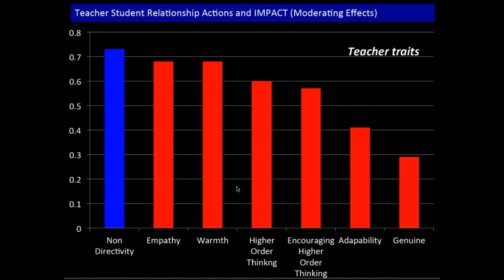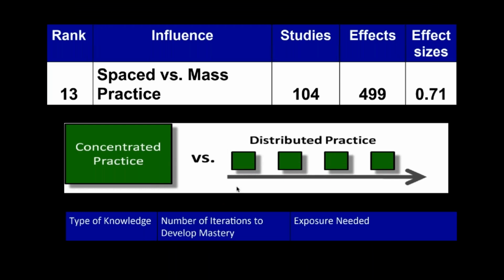Non-directivity, as we'll get into even more, is when we make sure that we don't make the students learn our way, that we allow them multiple paths to learn. So teacher-student relationships is more than just the warmth and the kindness. Certainly that's there, but you can see it has a lot to do with how we are looking at our students and helping them grow and develop.